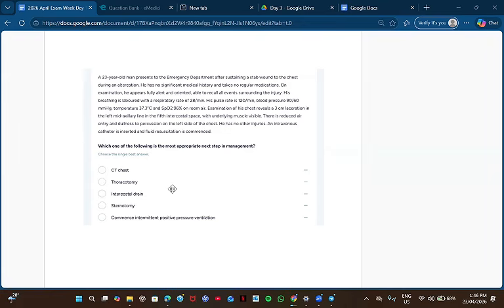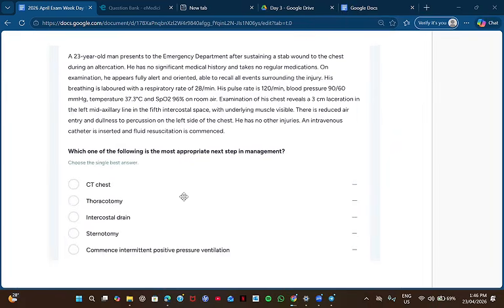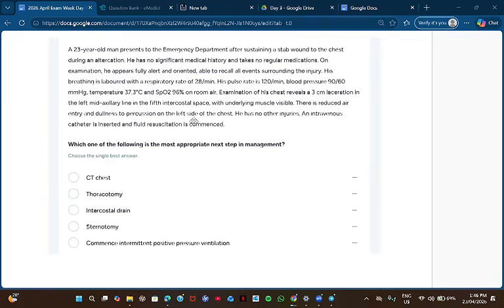His breathing is labored with a respiratory rate of 28, pulse 120, BP 90 by 60, temperature 37.3, SpO2 96. Examination of the chest revealed a 3 centimeter laceration in the left mid axillary line in the fifth intercostal space with the underlying muscle visible. There's reduced air entry and dullness to percussion on the left side of the chest. He has no other injuries.